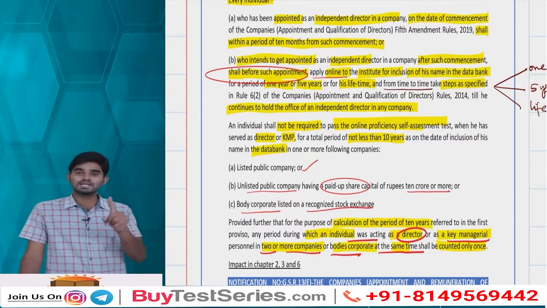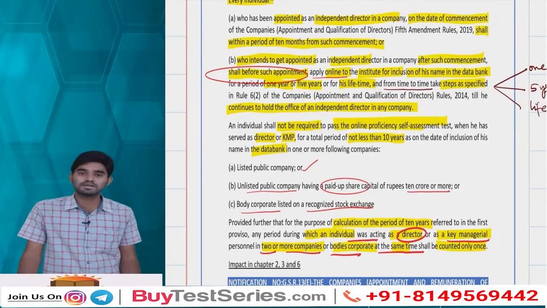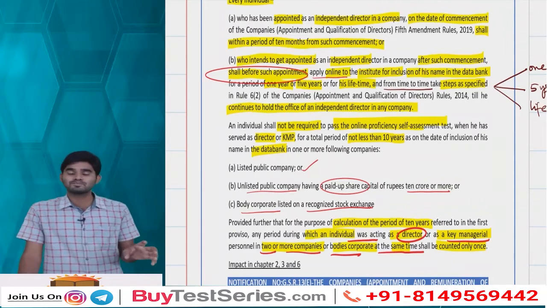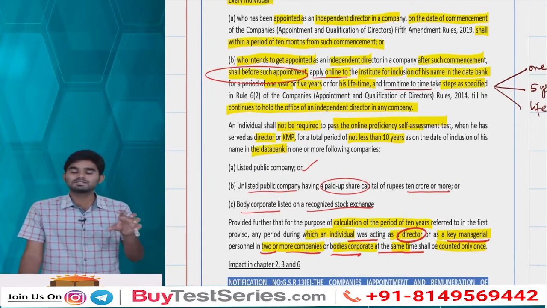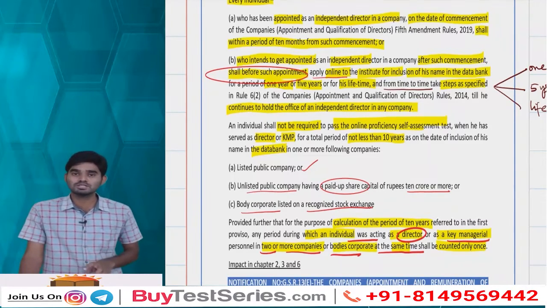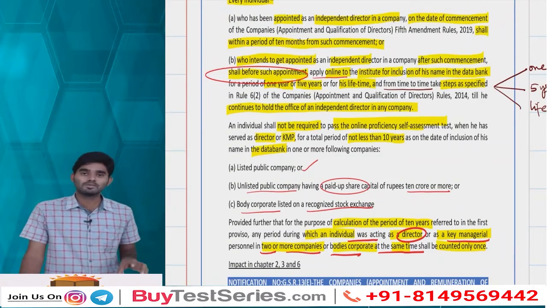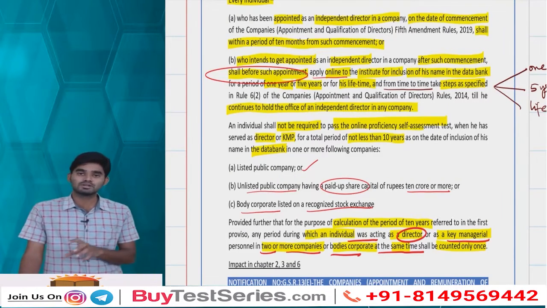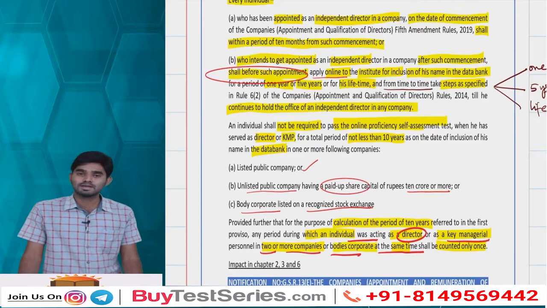But an exemption has been provided to a certain category of directors. Who are those? Any individual who has been serving as a director or a KMP for not less than 10 years in a listed public company, or an unlisted public company with a paid up capital of 10 crores or more, or a body corporate listed on a recognized stock exchange, then you need not pass the examination, but registration is mandatory. Clear, everyone?